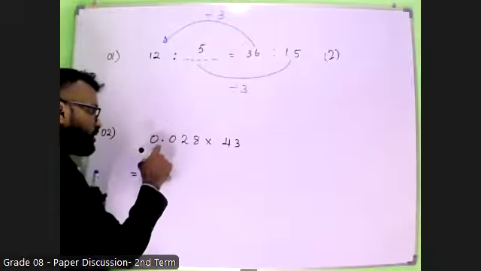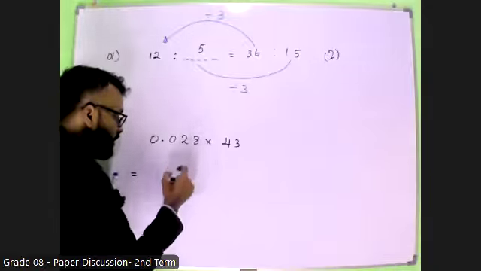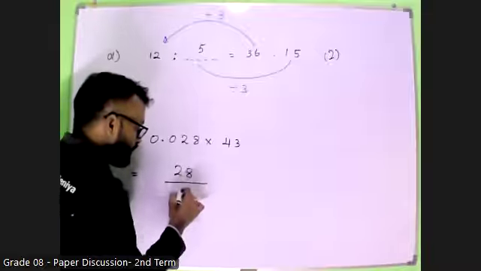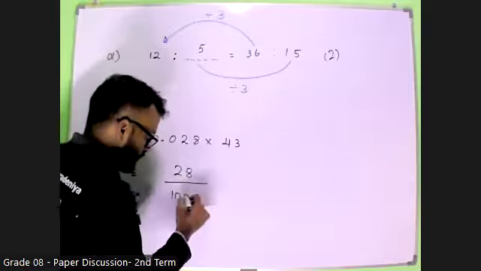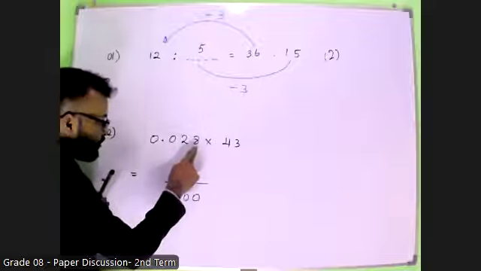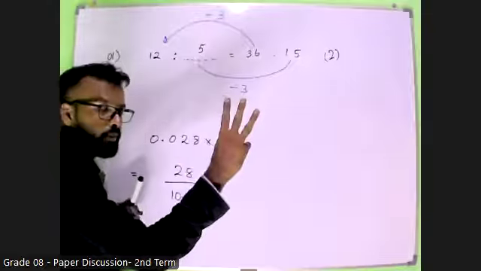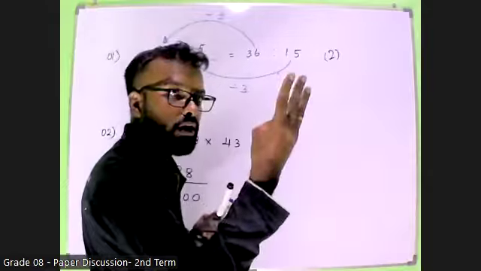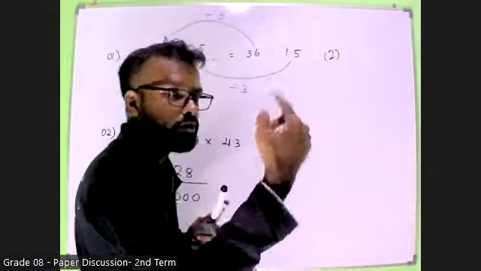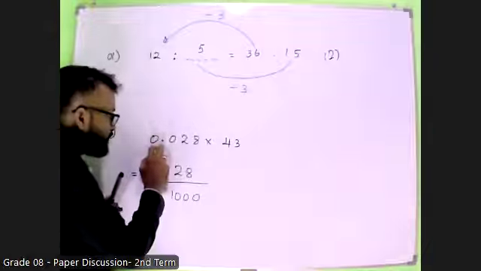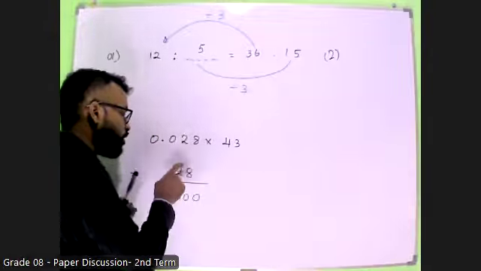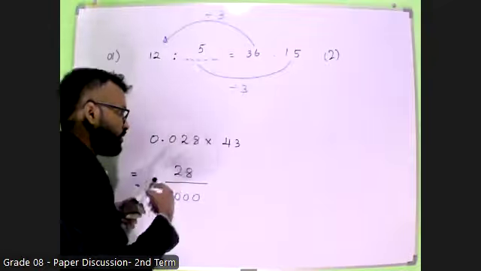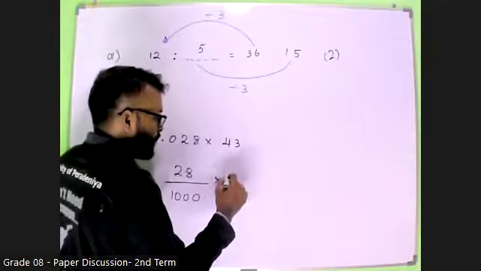You can write 0.028 in a different way. How? 28 divided by 1000, because here you have 3 decimal places. That means 3 zeros should be there, 1000. If you want to obtain 0.028, you have to divide 28 by 1000. So 28 divided by 1000, then multiplied by 43.